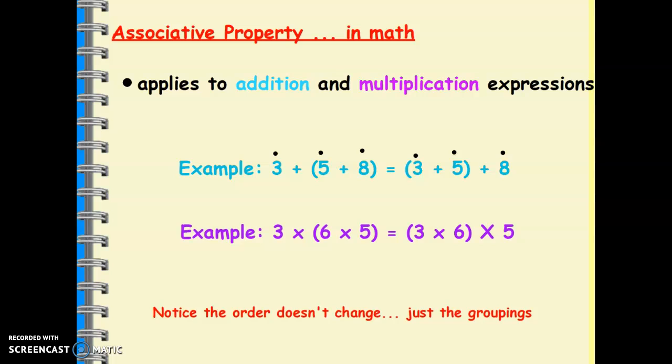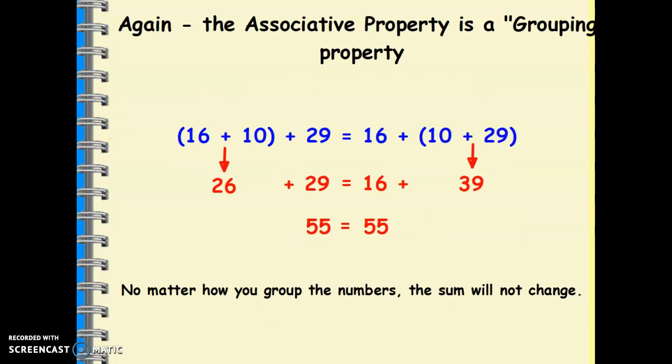The same applies in multiplication. So again, here's my purple example down here. Again, same numbers, 3, 6, 5. 3, 6, 5, the same order. However, what is different again is the grouping, because associative property is always about grouping. Okay, so just to give you a little bit more of an understanding of how this works.